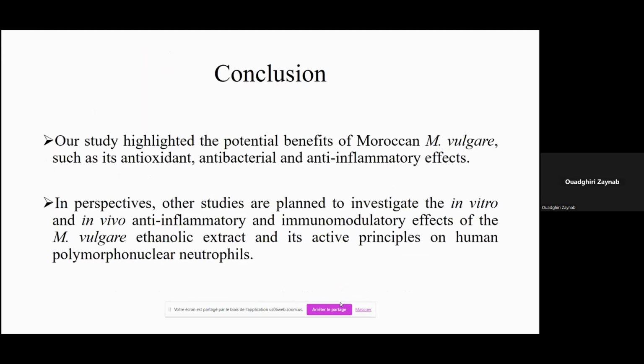So to sum up, our study highlighted the potential benefits of Moroccan Marrubium vulgare, such as its antioxidant, antibacterial, and anti-inflammatory effects. In perspectives, other studies are planned to investigate the in vitro and in vivo anti-inflammatory and immunomodulatory effect of the Marrubium vulgare ethanolic extract and its active principle on human polymorphonuclear neutrophils.